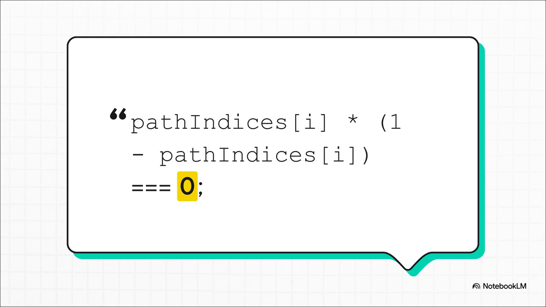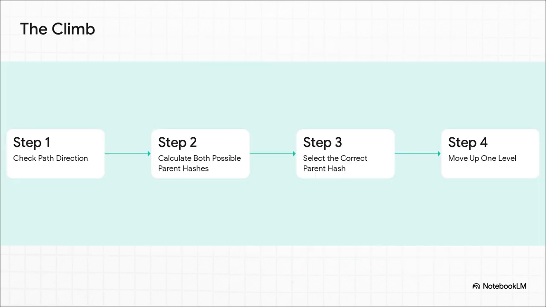Any other funny business, and the proof just fails. Instantly. Okay, so the climb begins. The code just loops through these 4 simple steps over and over for every level of the tree.